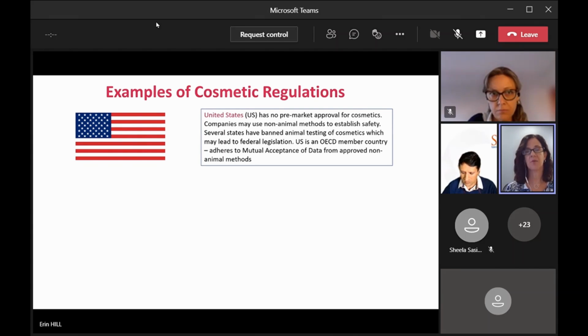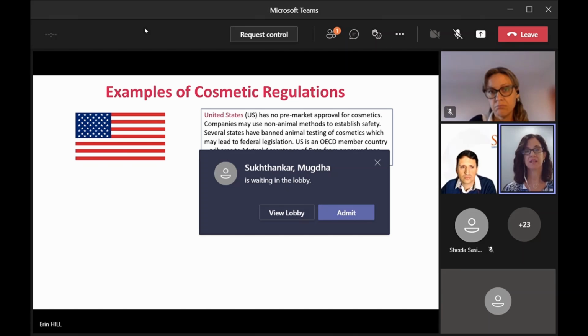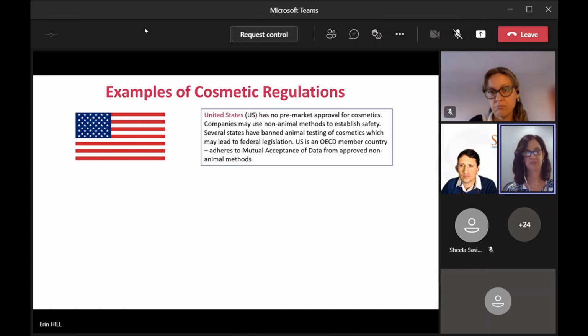The US is also a member of the OECD, and that means that if a test method is internationally accepted by the OECD, our regulatory agencies should, in most cases, accept data from those tests. However, each regulatory agency does have the right to say, for certain scientific reasons, they will not accept those test methods. But in most cases, they do. And this is a concept called mutual acceptance of data. And of course, for those audience members who are from industry, you know that mutual acceptance of data is very important because it cuts down on duplicating testing for different regions.